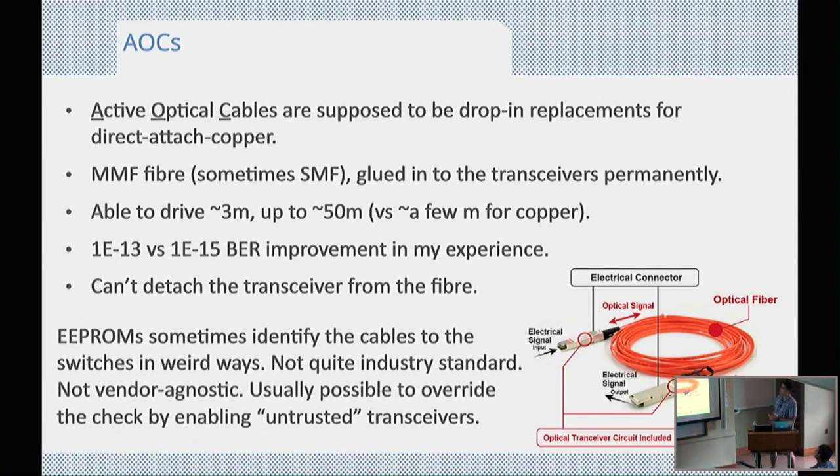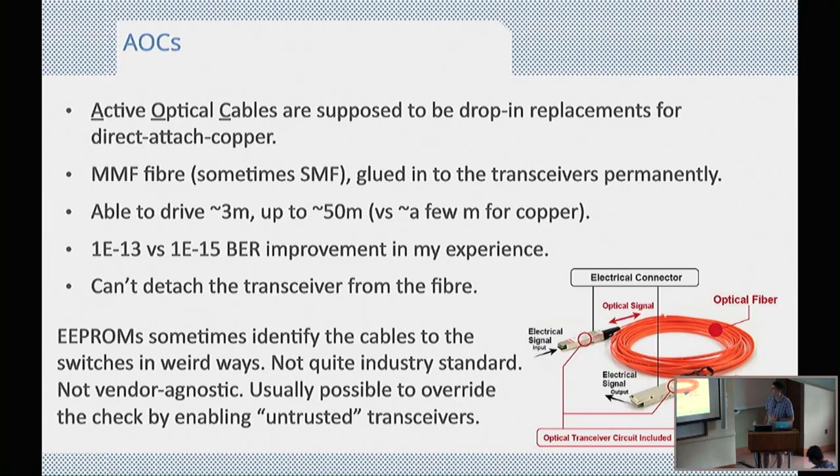Then there's AOCs, and these things are designed to be drop-in replacements for direct attached copper. So it has a copper electrical interface on either end and fiber coming out the back, but the fiber is welded in. You can't pull it apart like you can with other transceivers. And these things are pretty cheap. You get them in fixed lengths between about 3 meters and 50 meters, so it's the perfect thing to use in your data center. And in my experience, the bit error rate is significantly better with these than copper. Meerkat uses these all over the place.